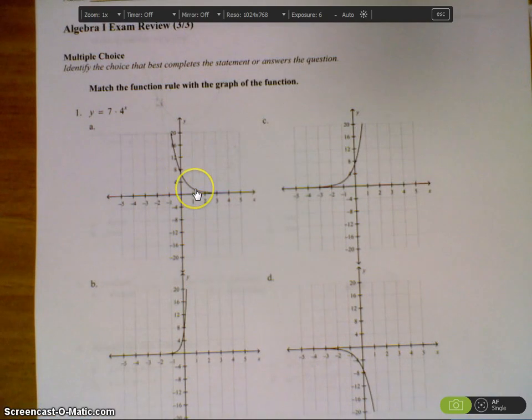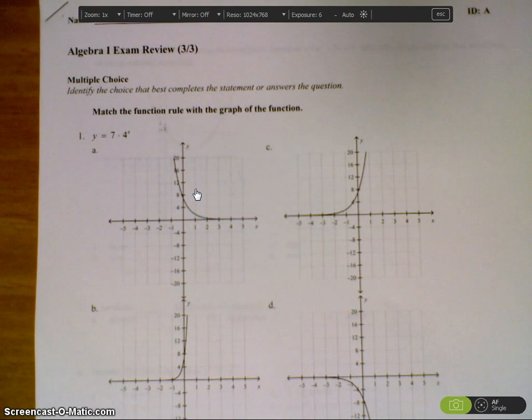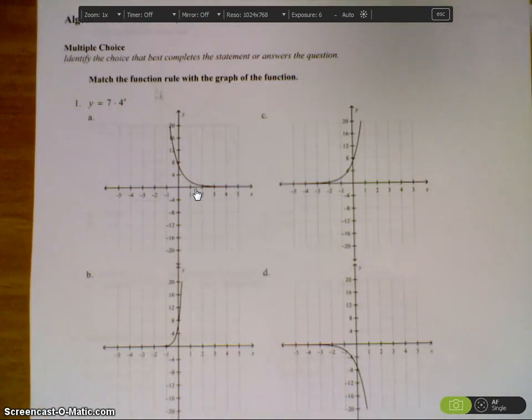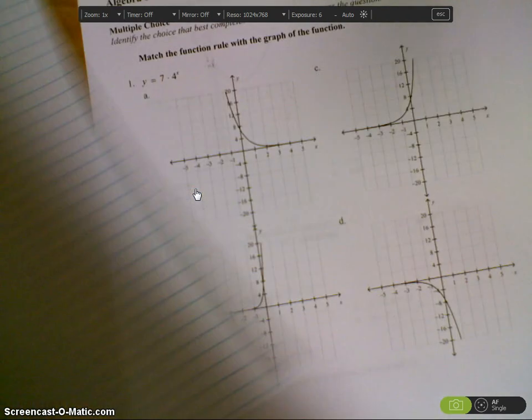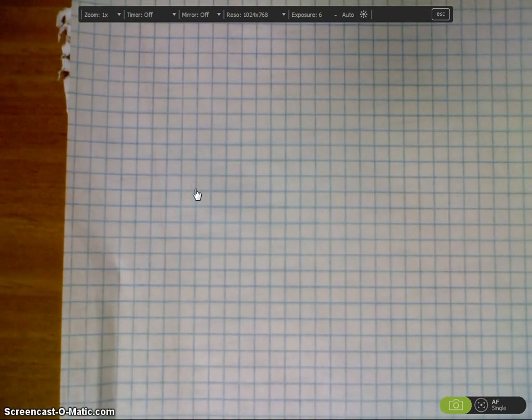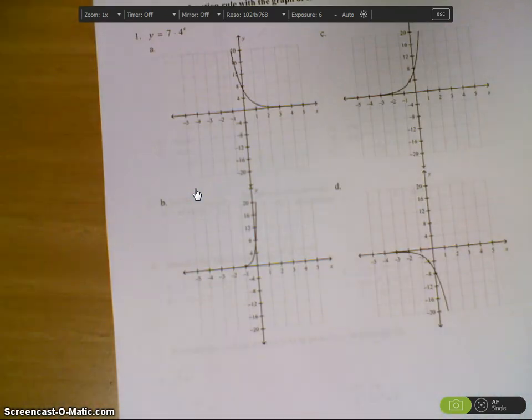Hello. Today we're going to talk about our exam review for trimester 3. Some of the things you might need to follow along: a copy of the exam or sample exam so you can look at this, lined paper, graph paper, and of course a calculator. Hopefully you have those things, and let's get started.